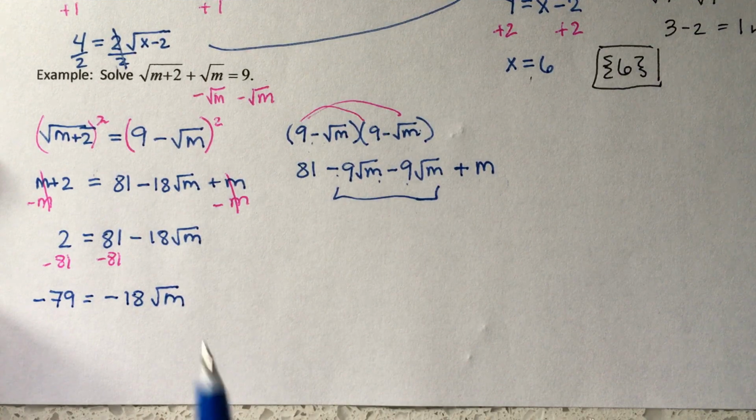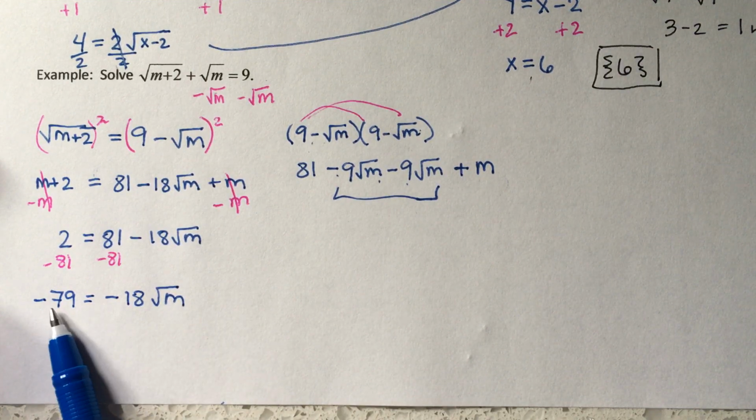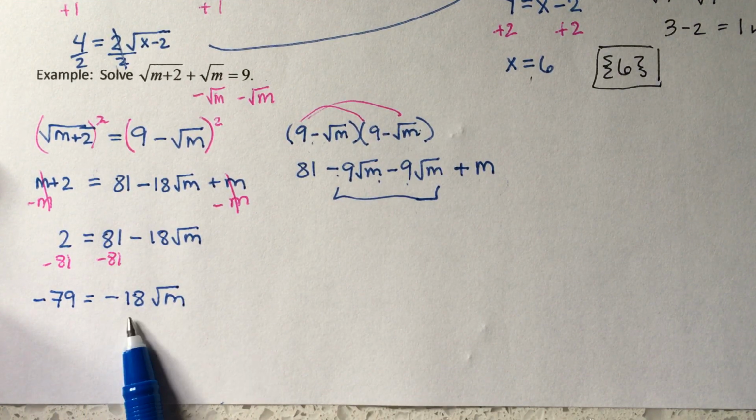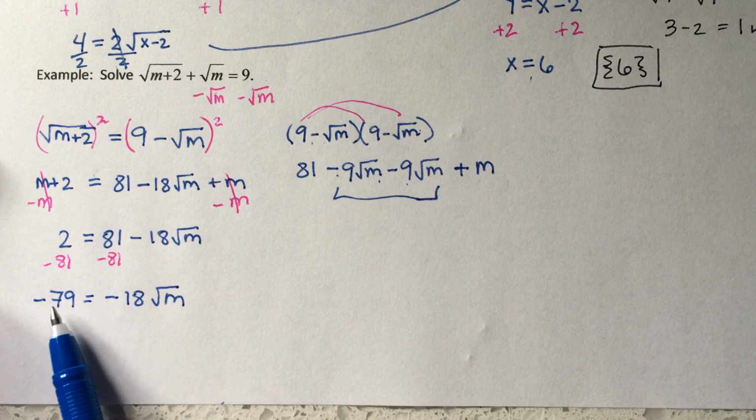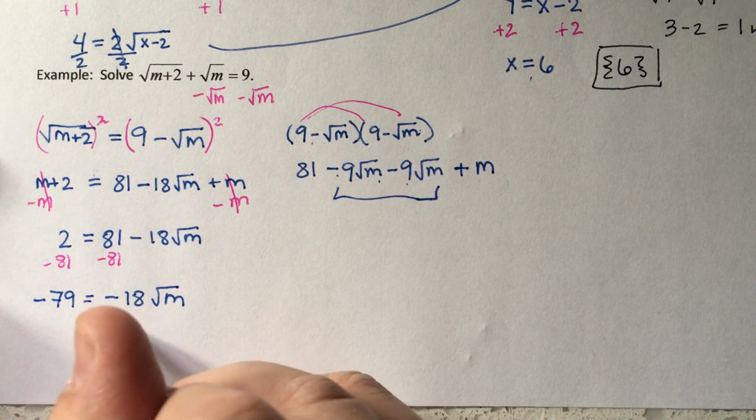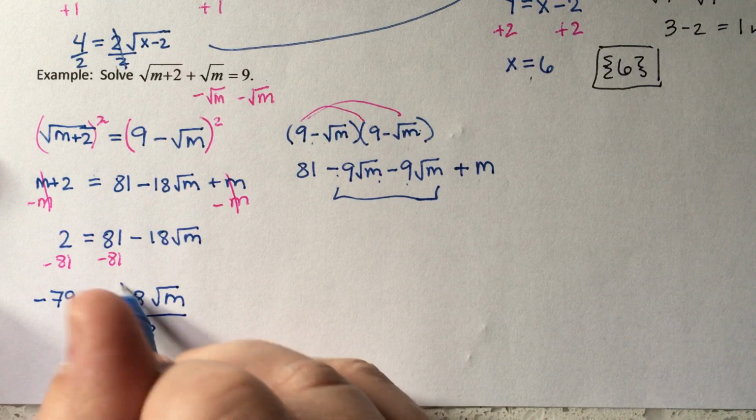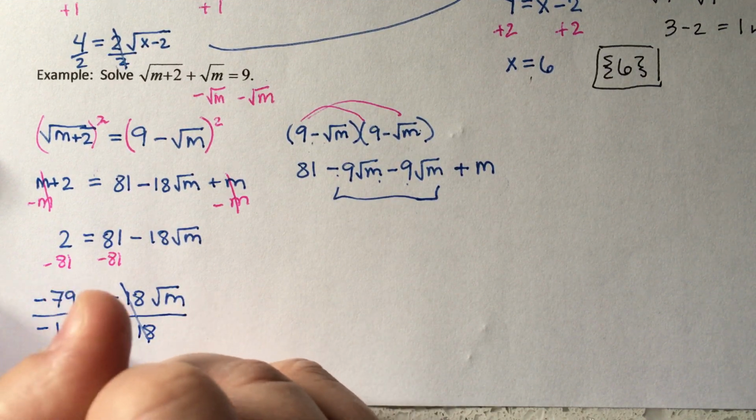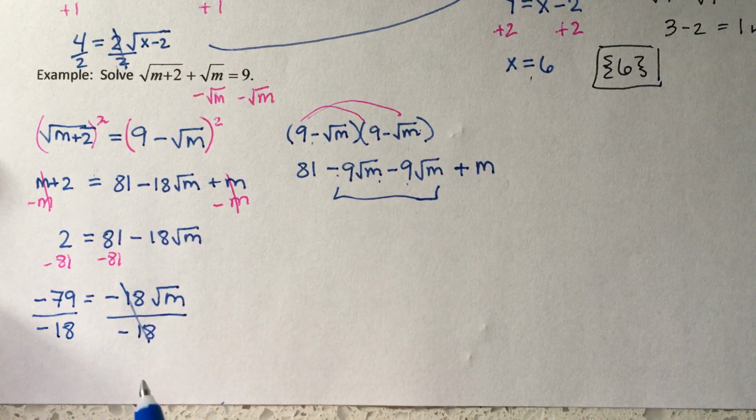On the previous video, we talked about how if a square root equals a negative, that was no solution. But this one actually does have a solution because we need to divide by negative 18 before thinking that we've solved for the square root. So we have to get the square root completely by itself before we can say, oh, the square root equals a negative or not.